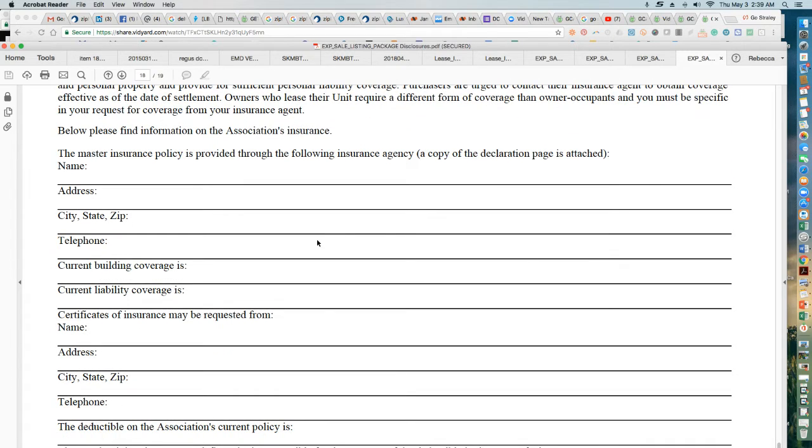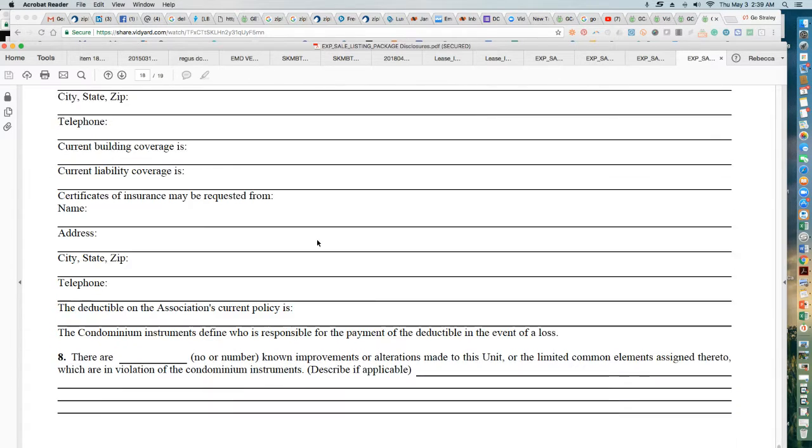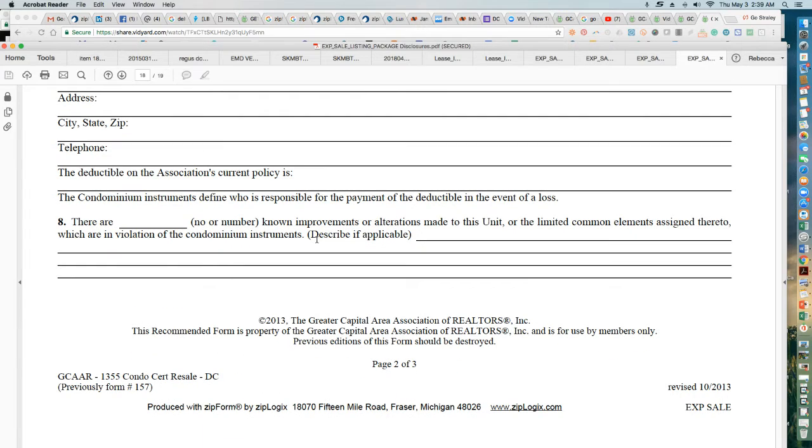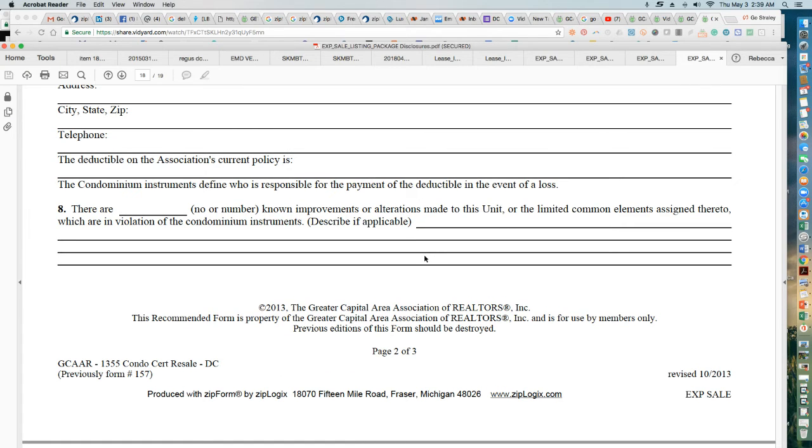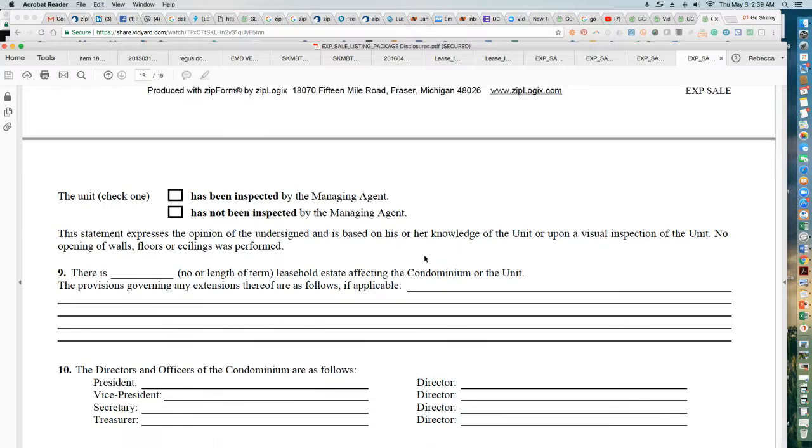And then there's a whole bunch of information here about the master insurance plan. And we want to make sure all of that is there so that the new owner knows their responsibilities. There are a no or a number needs to be filled in on this blank. It gives you the directions right here. There are no known improvements or alterations, or there are 3 or 4 or whatever they are, and then we're going to have the association describe what those improvements are.